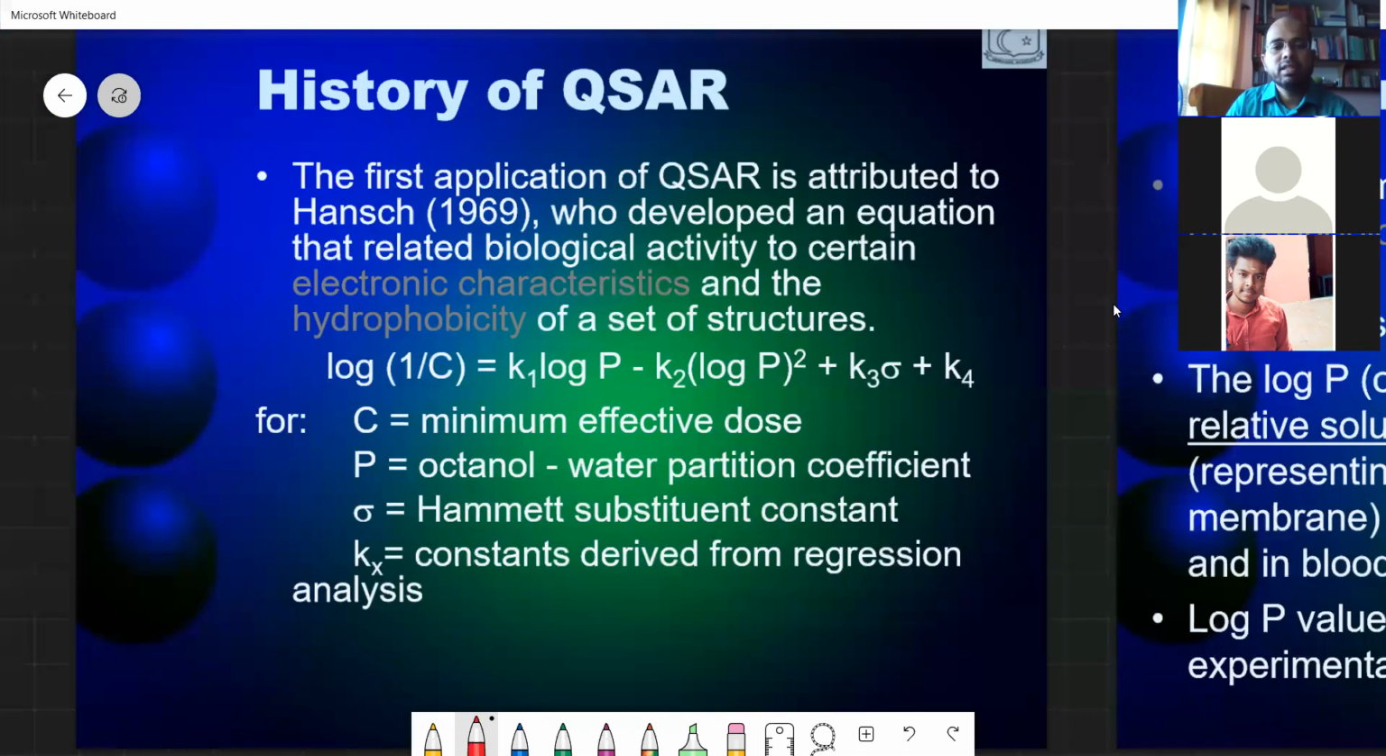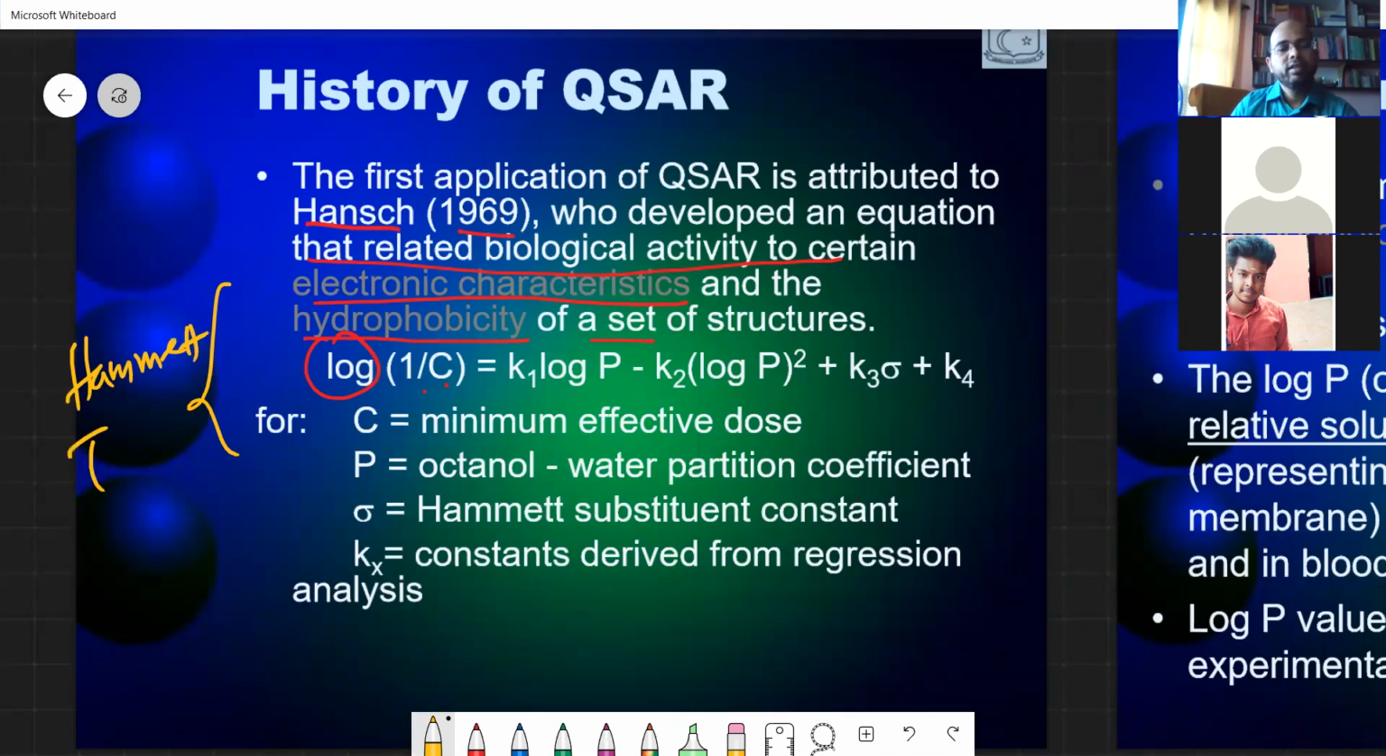The first calculation of QSAR is attributed to Hansch in 1969, who developed an equation that related biological activity to certain electronic characteristics and the hydrophobicity of a set of structures. He took log 1/C equal to k1 log P, k2 (log P) squared, k3 sigma, k4. I think you will understand some of this from the Hammett-Taft equation. This is closely the same thing.